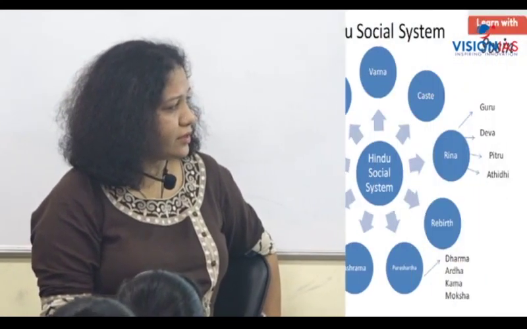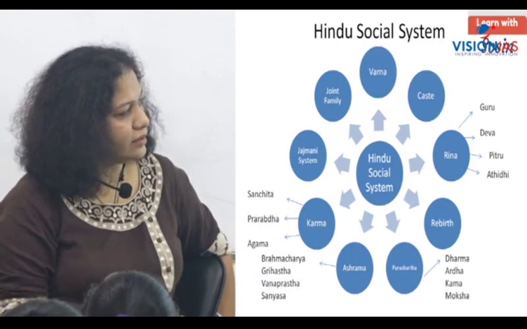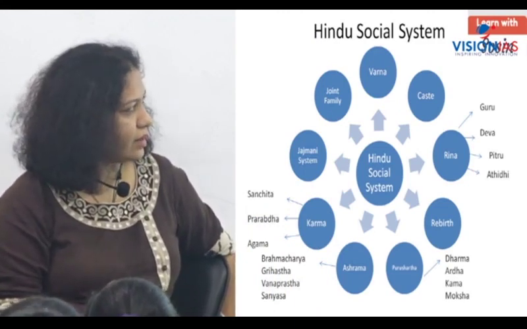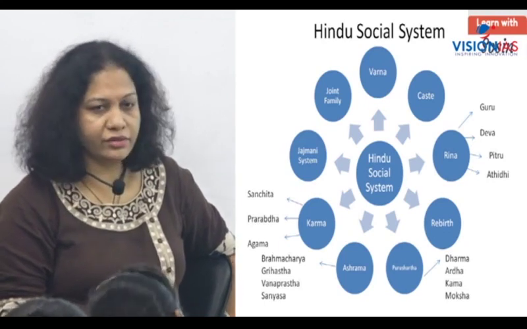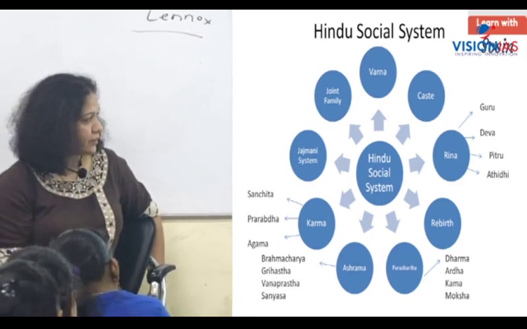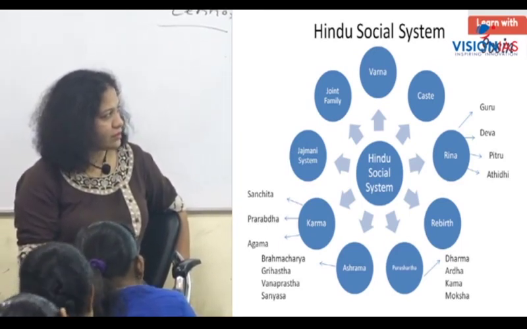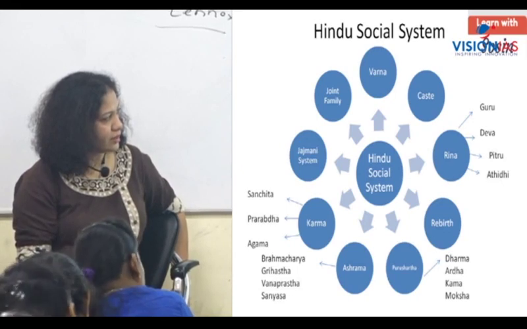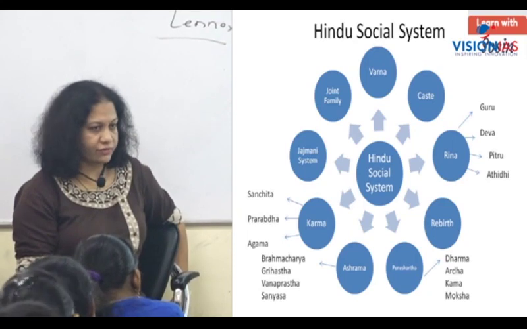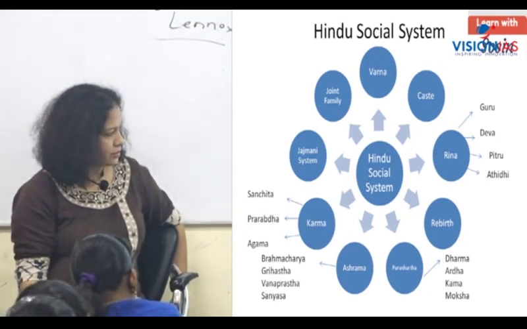I'm reading out for the last benchers. Varna, caste, rina, rebirth, purusharth, ashram, karma, jajmani, joint family, all of them are there in your syllabus. Rina, I have mentioned 4 categories of Rina: Guru, Deva Rina, Pitru Rina, Atidhi Rina, and then in Purushartha, 4 Purusharthas are mentioned: Dharma, Artha, Kama and Moksha.